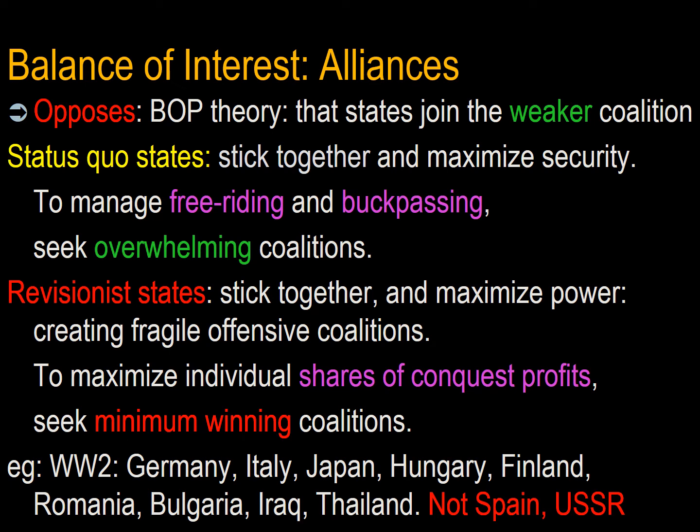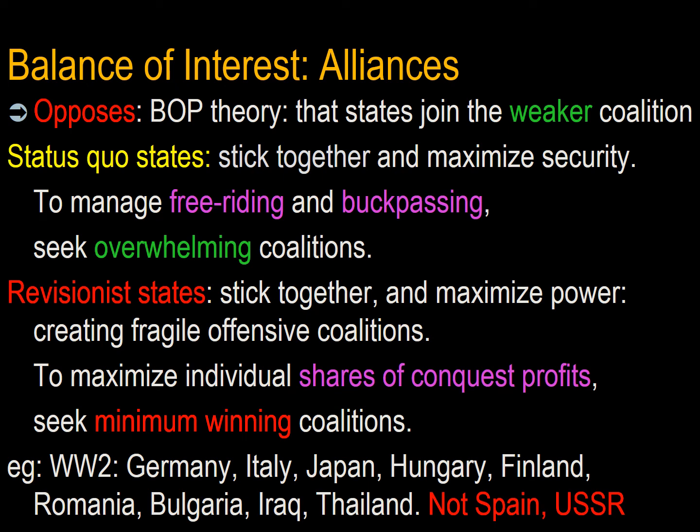Revisionist states usually ally together, creating a fragile offensive coalition. Revisionist states seek to maximize the individual shares of conquest profits. So they want minimum winning coalitions. So what does this explain? If you look at World War II, who are the revisionist states and how big was their coalition?